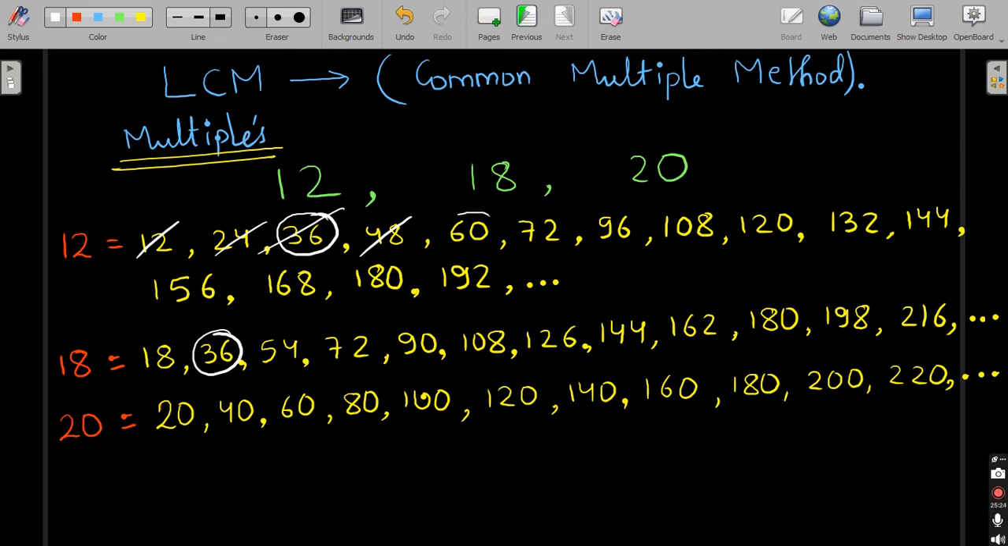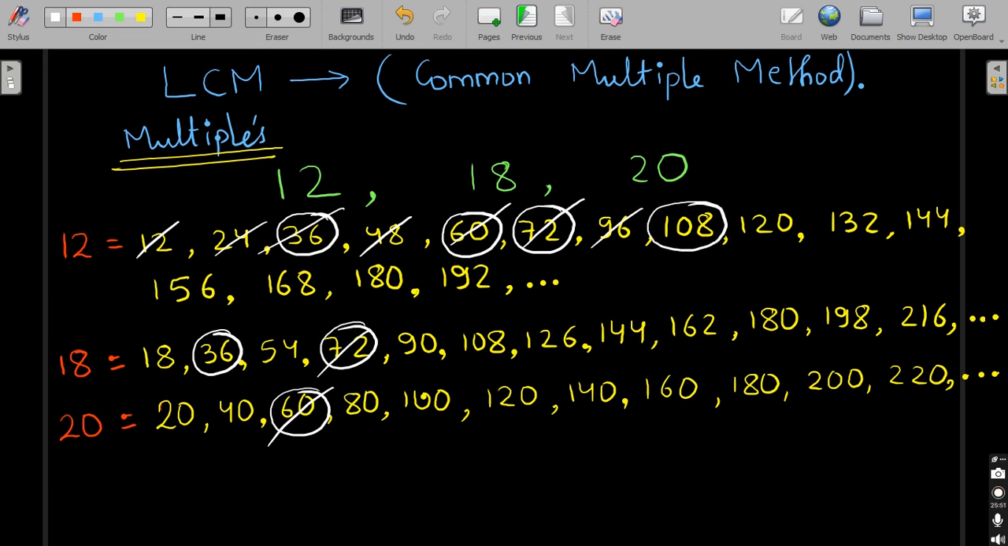Next, 60, yes, 60 is there. Yes, 60 is also there. But in the 18 table, 60 is not there. Due to that I will cancel. I need to find such a number which all three tables have. Next 72, yes, 72 is there, but in the 20 table 72 is not there, so I will cancel both numbers. Again 96, no, 96 is not there.